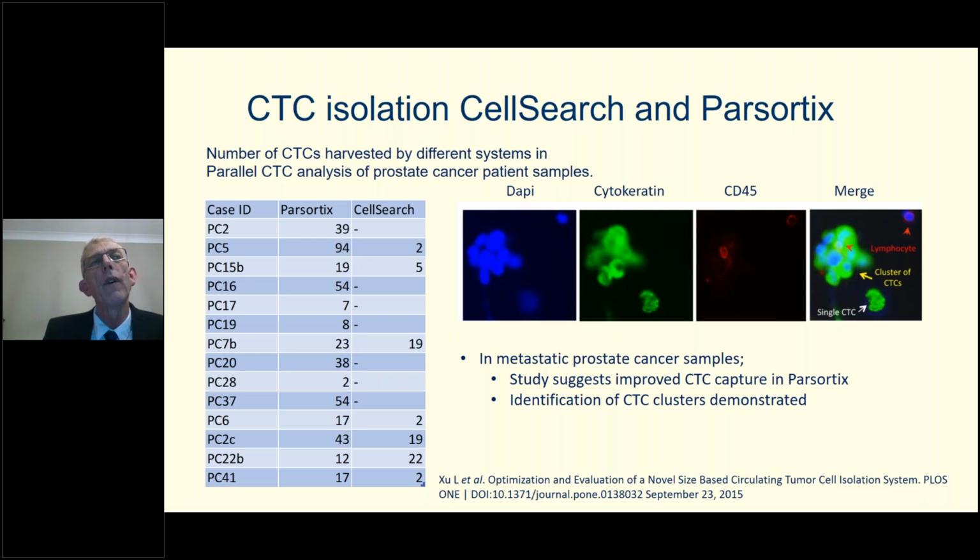mechanism of fluid dynamics that we have running through our Parsortix system might give us an ability to retain many more circulating tumor cells, and perhaps give us a more accurate reflection of the number of circulating tumor cells within an individual patient. And we can also see the identification of these clusters here, DAPI in blue on the left of this immunocytochemistry panel, and then cytokeratin, a good marker of epithelial cells, the pan-lymphocytic marker CD45, and there is our merged image.